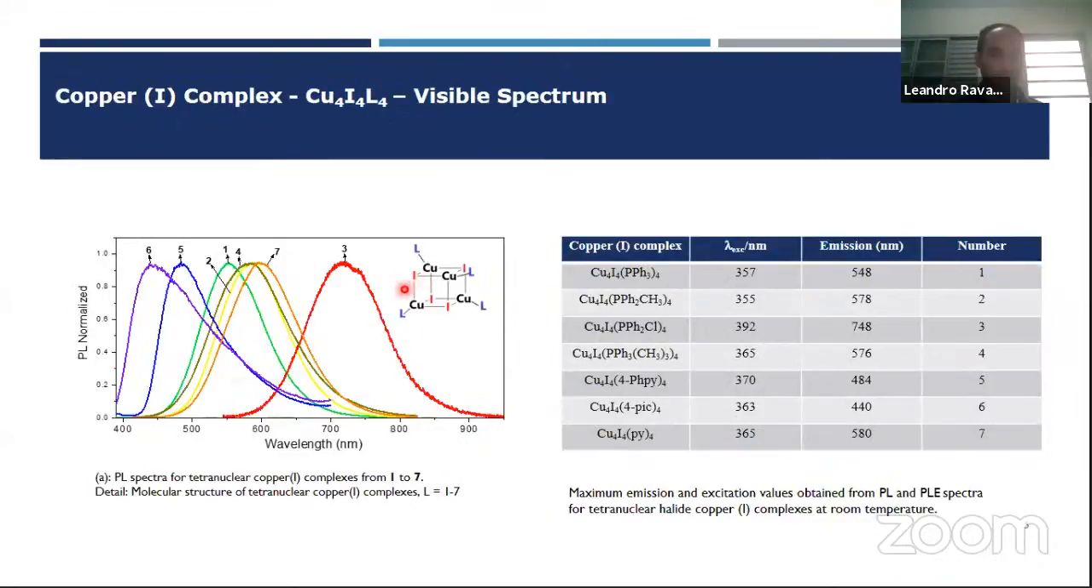Here, for example, is the emission spectrum for all these compounds. Number 3, for example, has emission around 700 nanometers, while compound number 6 has emission around 400 nanometers. On the right side, we have the table with the corresponding compounds with their number and maximum excitation and emission.